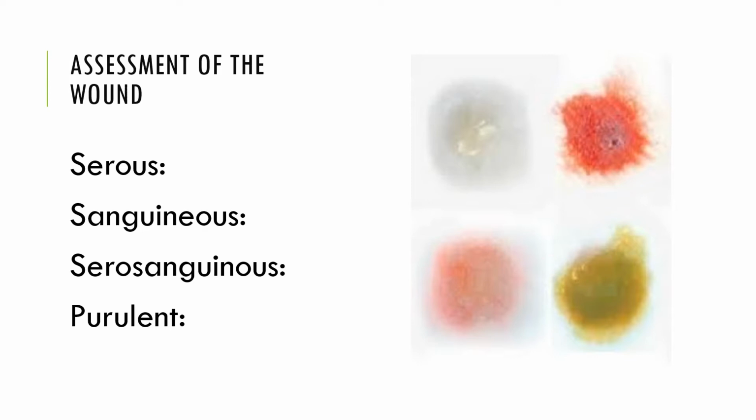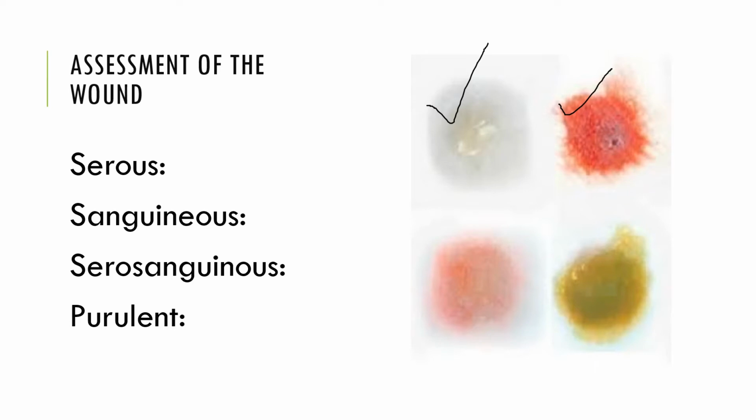So let's look at some different drainages here. You have serous, which is clear and watery. That is this one right here. You have sanguineous, which is bloody. This could be bright red or dark red. It's this one right here.